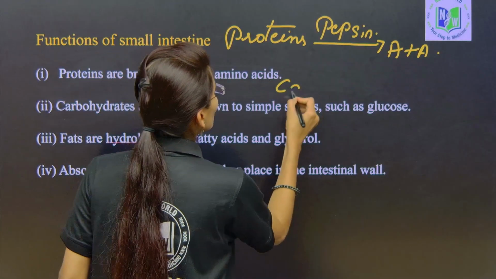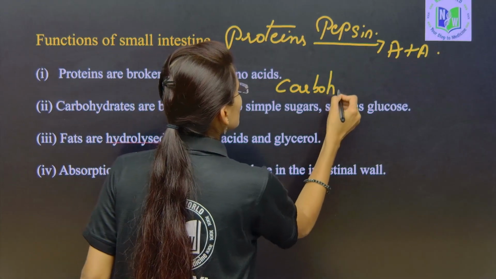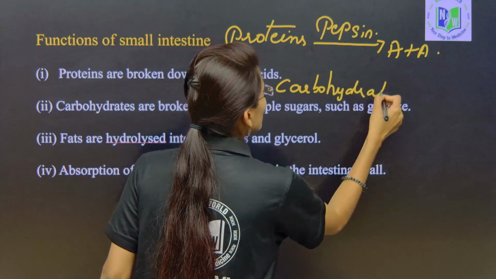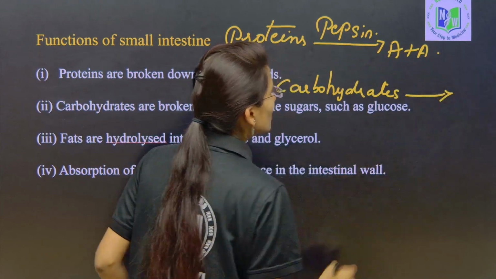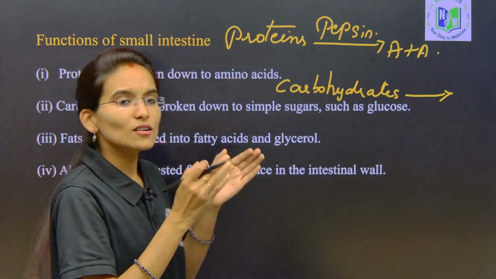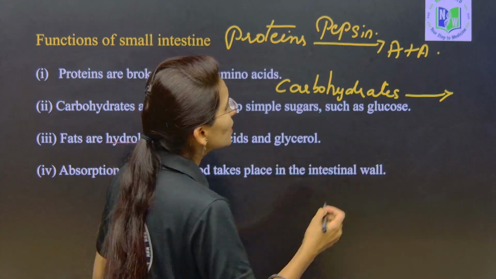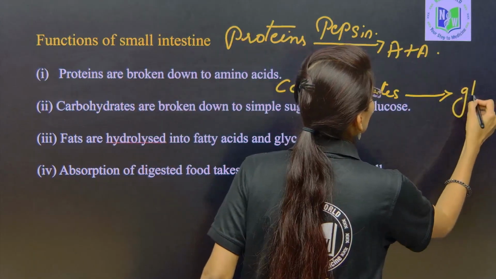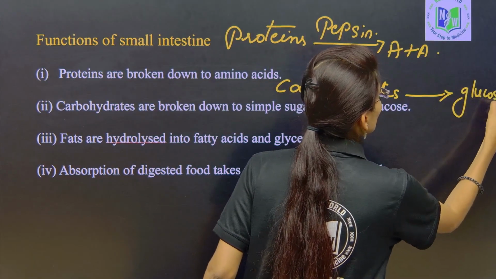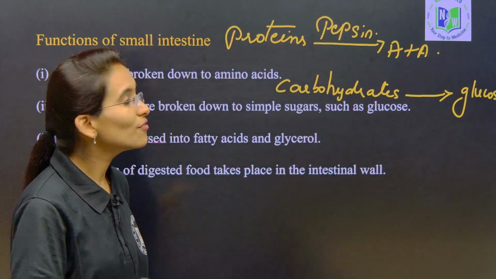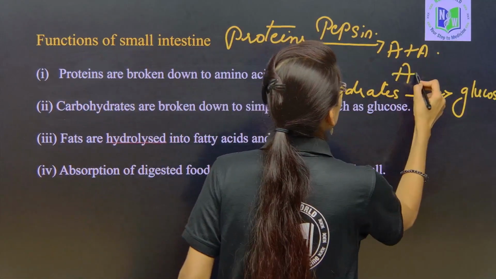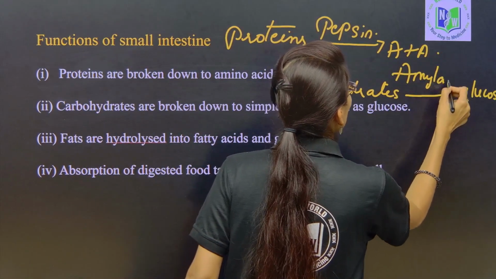Carbohydrates are broken down into the simplest forms. Carbohydrates are converted into which forms, my dear students? The complex carbohydrates are converted into simple sugars like glucose. In the presence of which enzyme? In the presence of amylase.